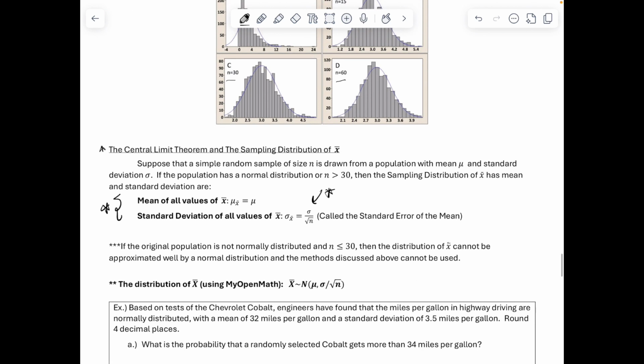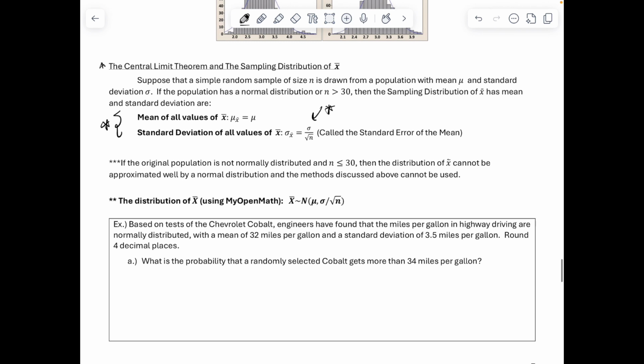Right below this, it says if the original population is not normally distributed and n is less than or equal to 30, then the distribution of x bar cannot be approximated by a normal distribution, and the methods discussed above cannot be used. So for the distribution of x bar on our MyOpenMath homework, we're going to have x bar approximating a normal distribution, and there are going to be 2 spaces for you to plug in the information that you have. And again, this is only for x bar, not for x. In the first box you're going to put the mean, which is just mu. And in the second one, you're going to calculate sigma divided by the square root of n.